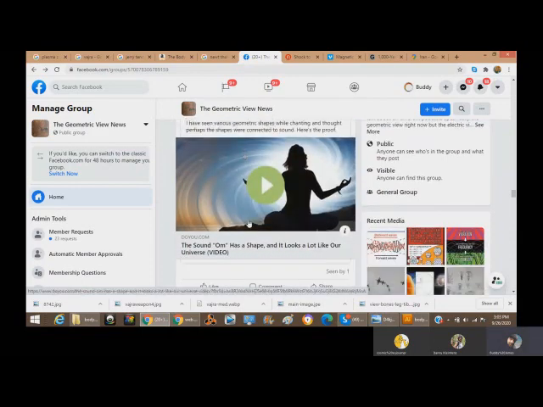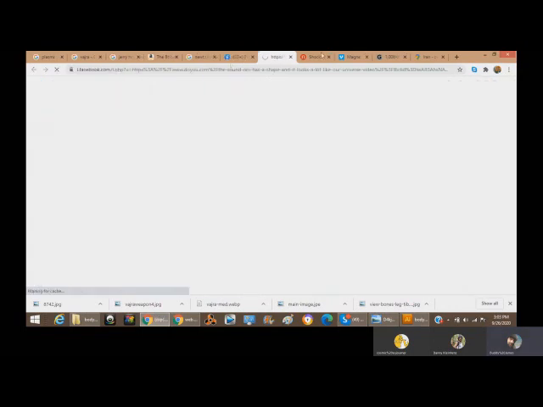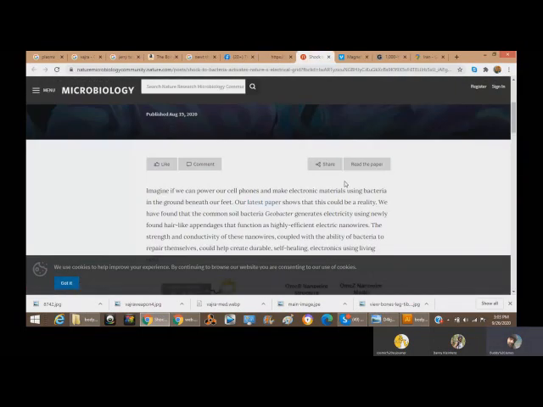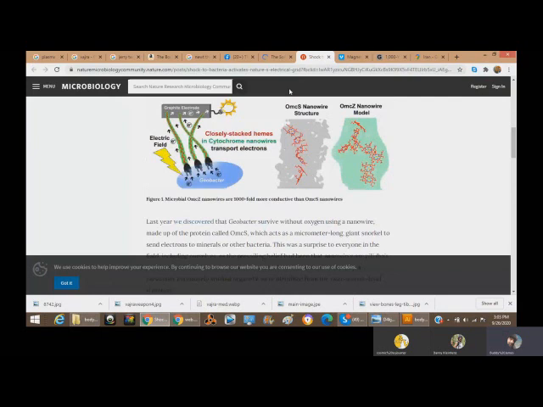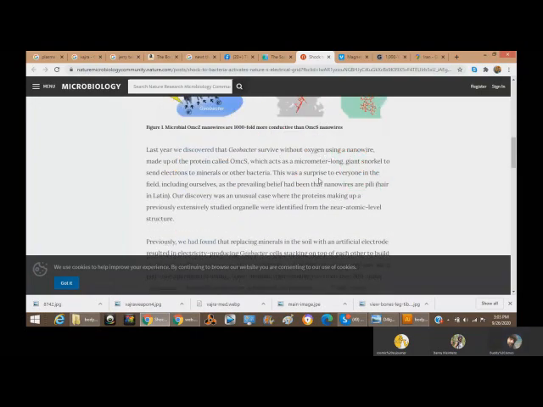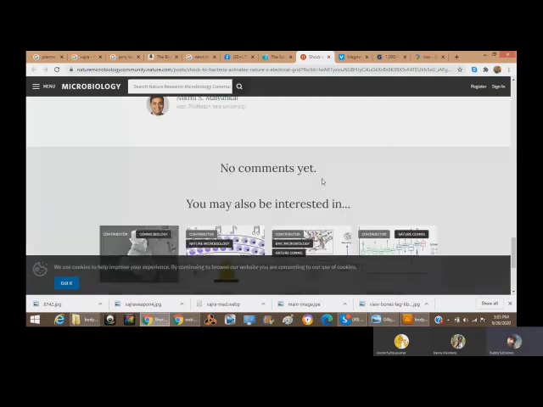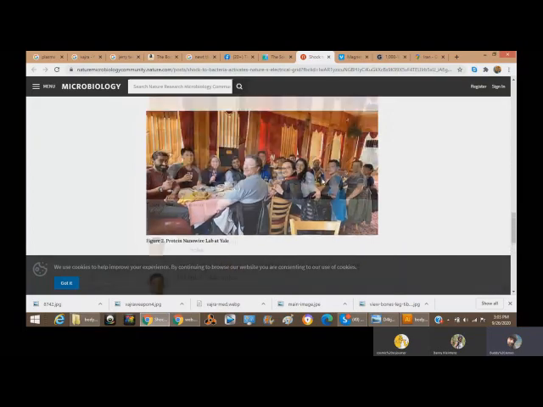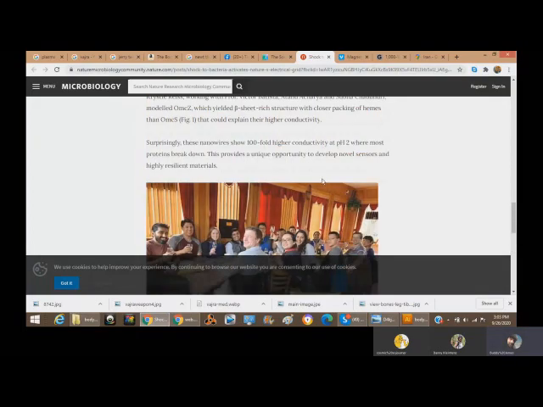This is cool. The sound, the ohm has a shape, and this is what it looks like. Let's see what that shape is. All that loads. We'll look at this. This is cool. Closely stacked ohms and cytochromes, nanowires transport electrons. Oh, this is cool. This is wireless energy. I don't know, looks interesting. And these guys are like, yeah, cheers, it is. Free energy off the grid.